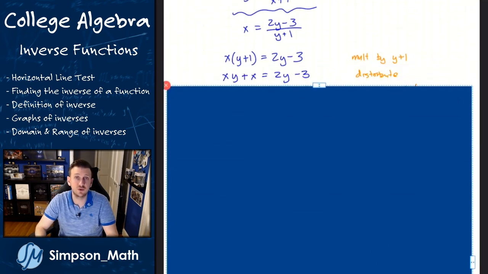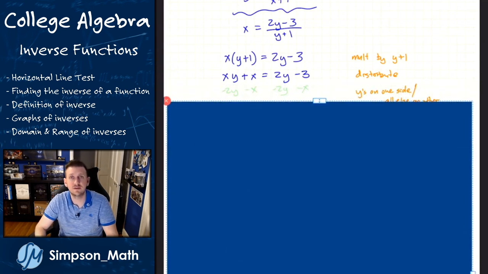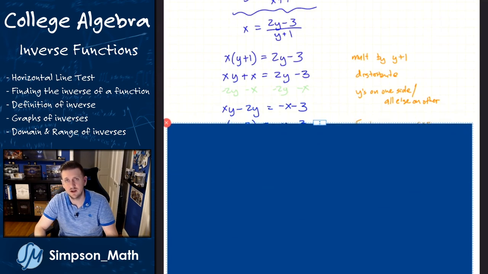So I'm going to distribute. Then I'm going to subtract 2y from both sides and subtract x from both sides, so that way I have my y's on one side and everything else on the other. So I move this over by changing signs, move this over by changing signs. I wrote my x first.